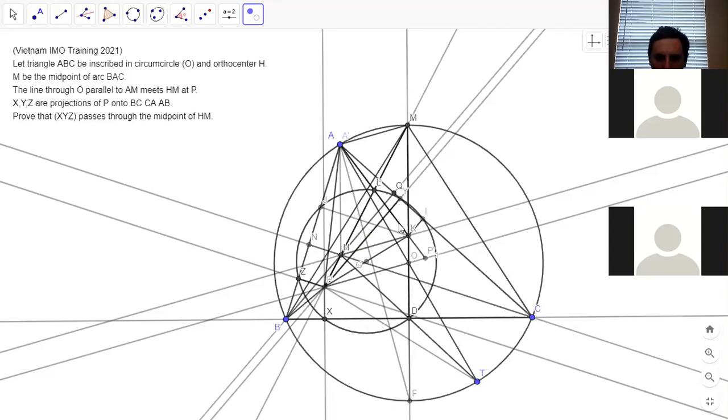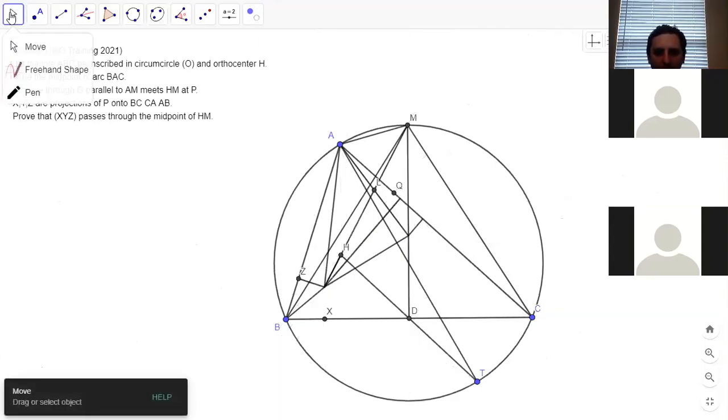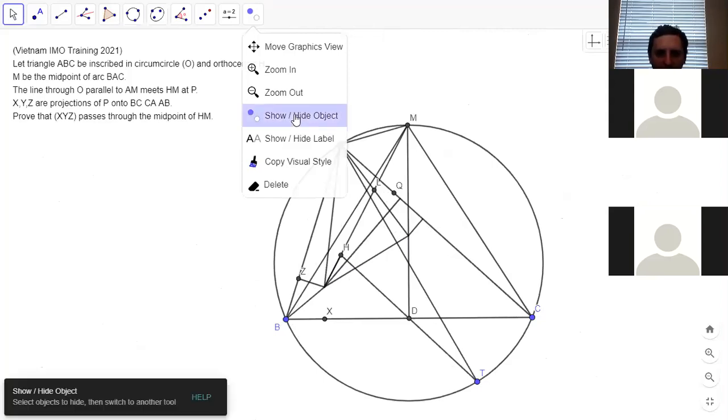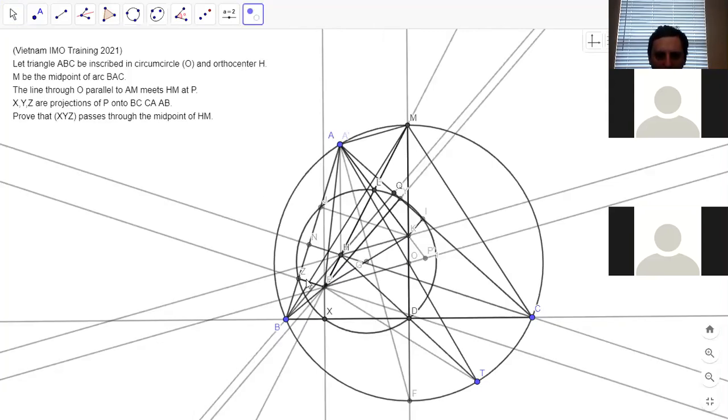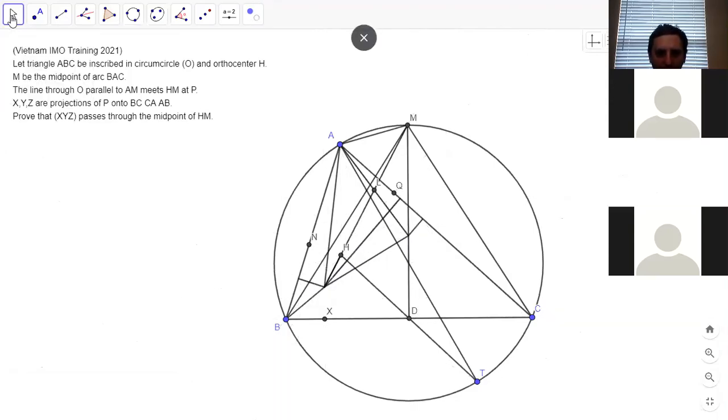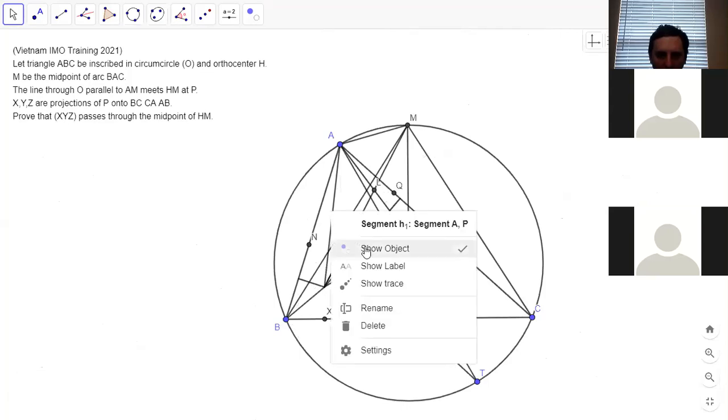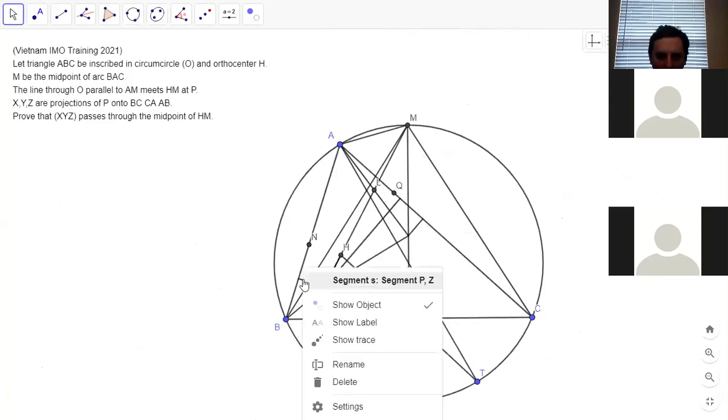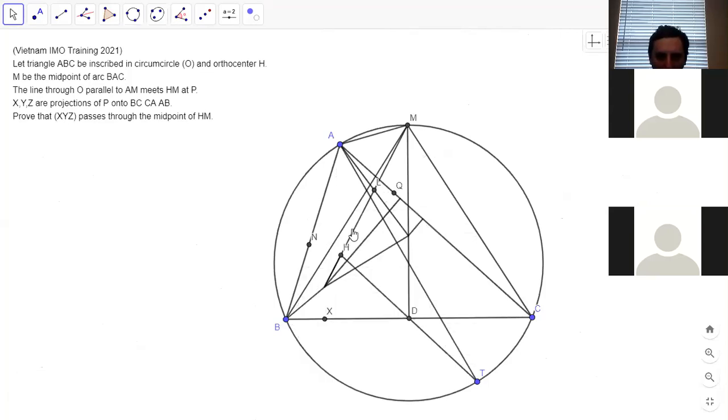Let's see how this looks. Oops, sorry. Now, let me just hide the rest one by one.